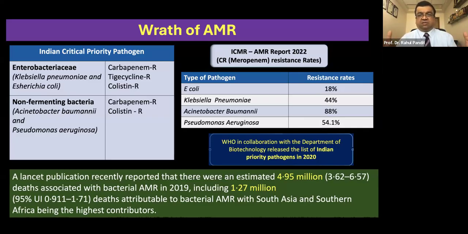The latest guidelines and latest antimicrobial regimens are essentially based on the reports of 2022, which is what we are talking about, and hence I'm presenting this report to you. What is even more scary is that around 1.27 million deaths are attributed to antimicrobial resistant bacteria in Southeast Asia and Southern Africa. Now, really, that's a lot of people. That's around 12 lakh people dying every year because of multi-drug resistant organisms, specifically gram-negative.